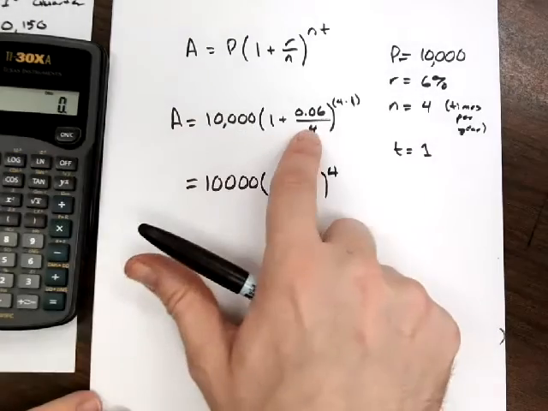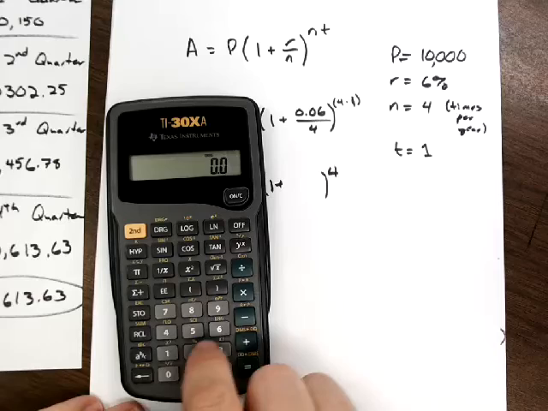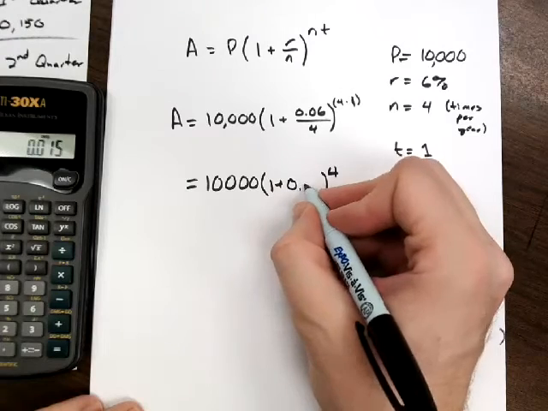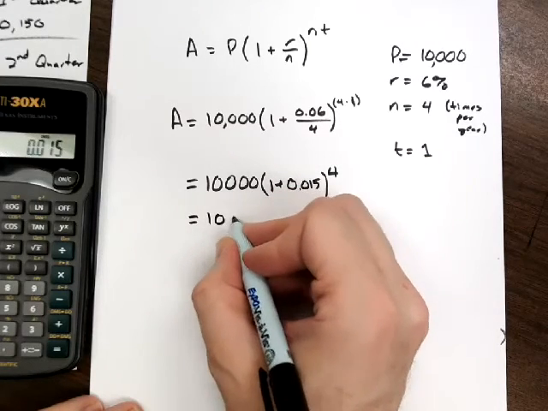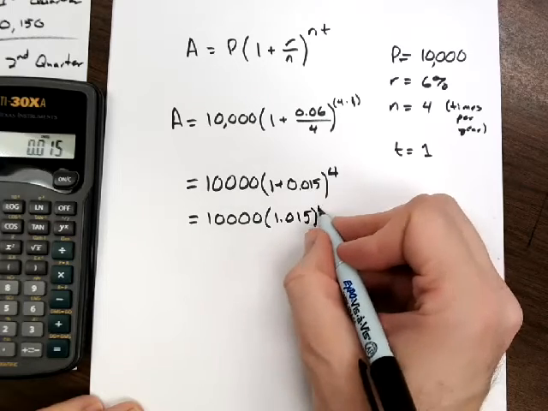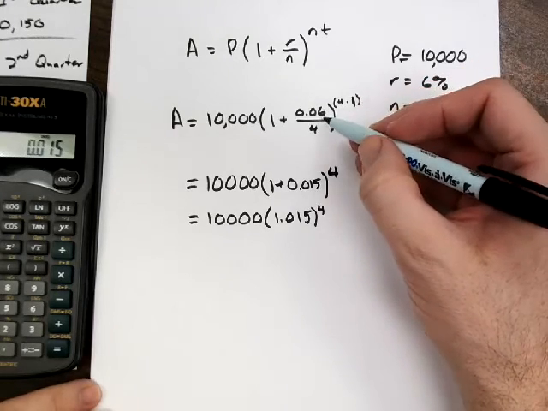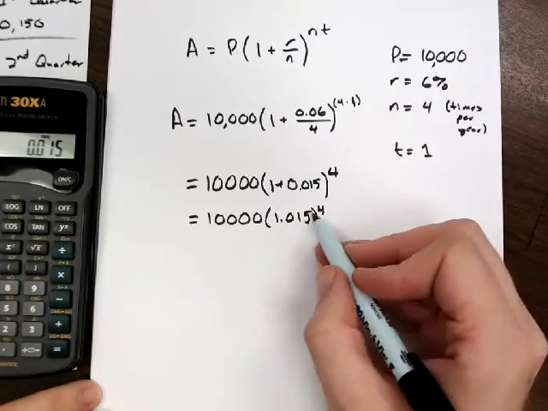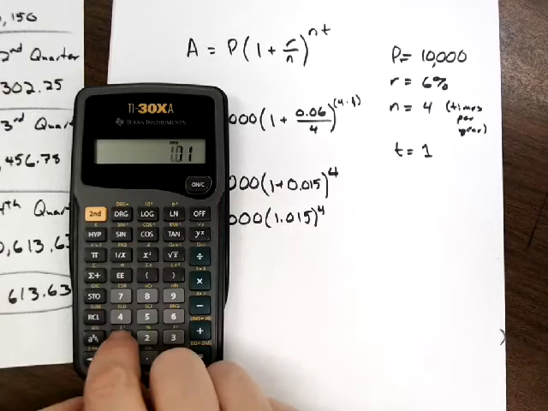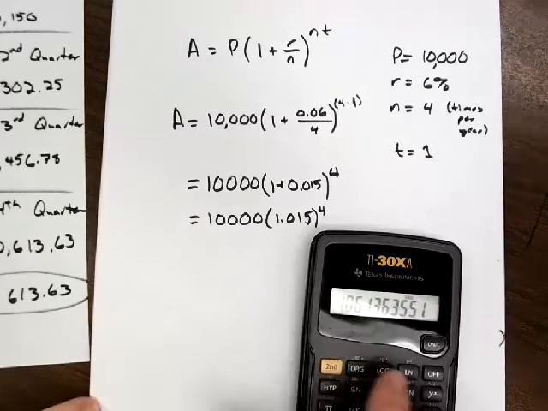Now, let's figure out what this is. This is going to be 1 plus 0.06 divided by 4. Okay, 0.015. So this is going to end up being 10,000 times 1.015 to the 4th power. Now, notice that we're using our order of operations. First, we figured out what's going on inside of our parentheses. Next, we need to apply our exponent. So I'm going to take this 1.015 to the power of 4, and I've got a big long number here.